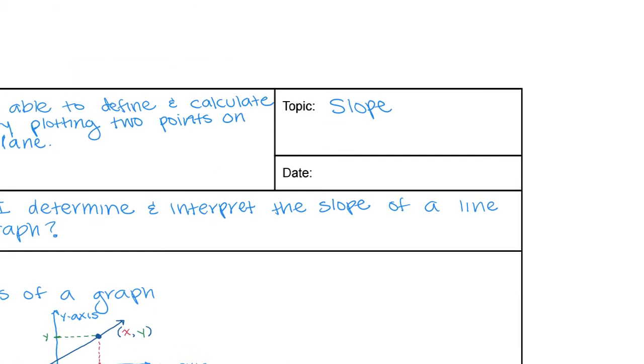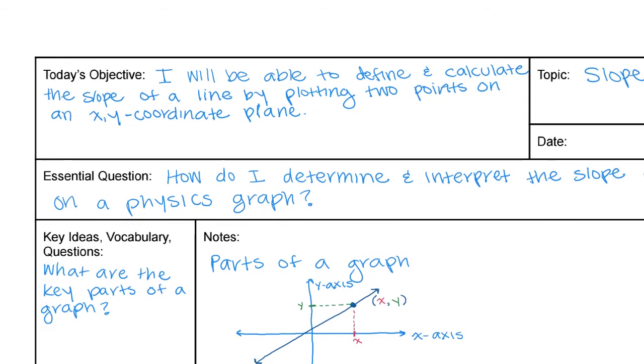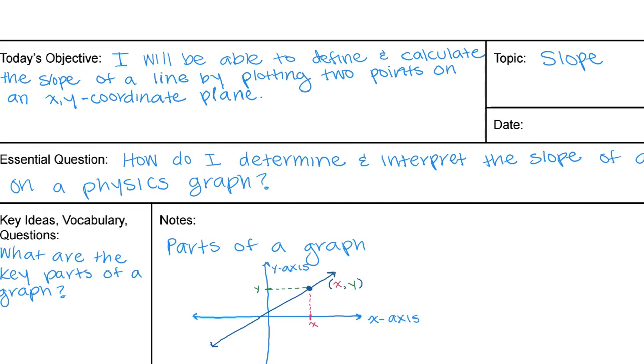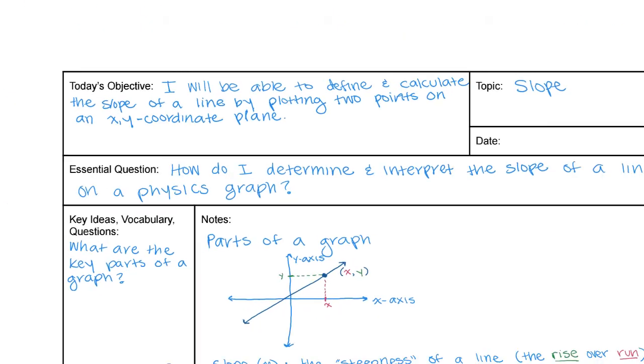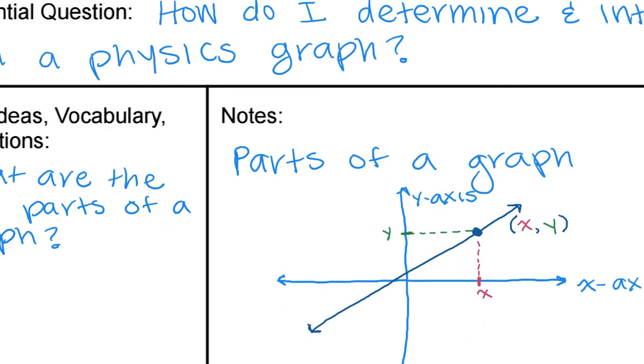So let's zoom in a little bit, talk about what we are going over today. So again, the topic today is slope. Our objective is to be able to define and calculate the slope of a line by plotting 2 points on an XY coordinate plane. And the essential question I want you all to try to be able to answer in the summary at the end of your notes today is, how do I determine and interpret the slope of a line on a physics graph? So let's move into chapter 1.